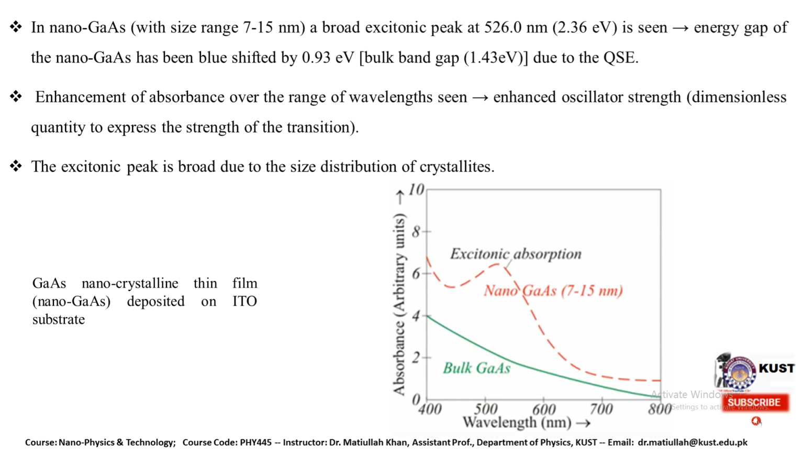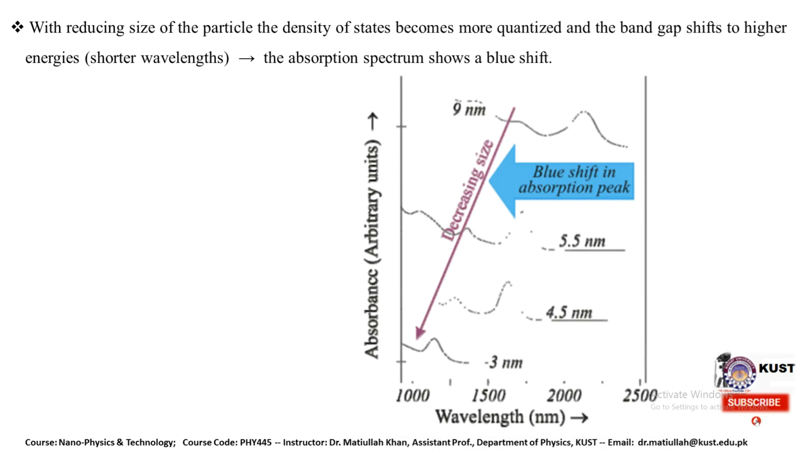So what happens actually when there is a reduction in the size of the particle is that the density of states becomes more quantized, and that leads to the band gap shifting to higher energy, which means shorter wavelength. So the absorption spectrum shows a blue shift. Here we can see how the absorption spectrum changes.